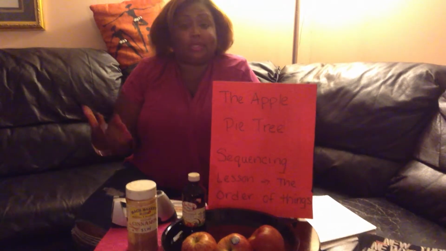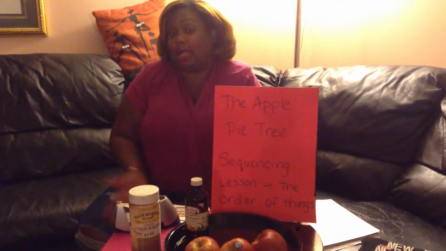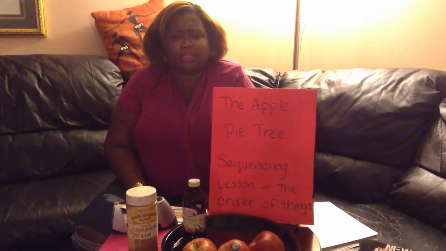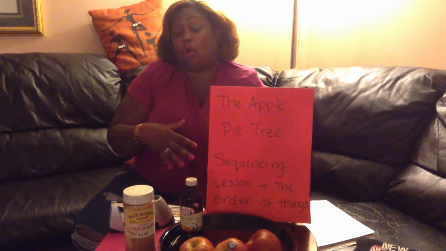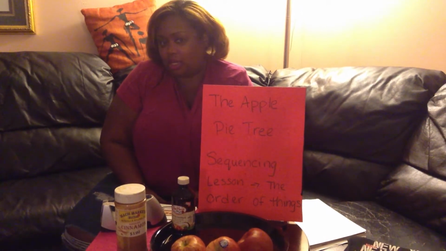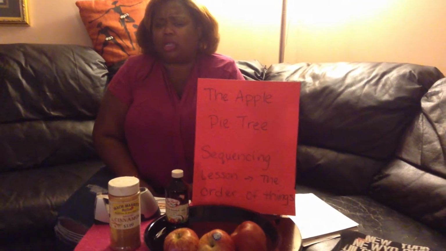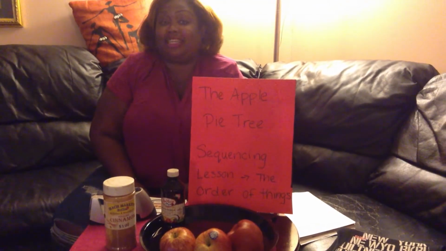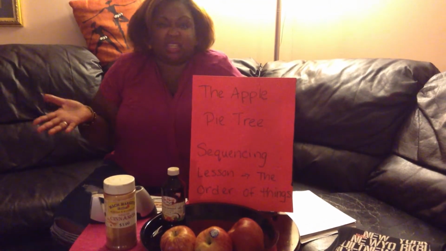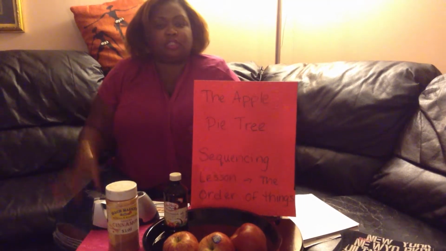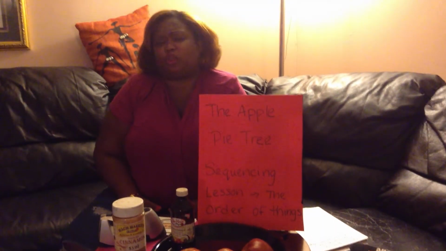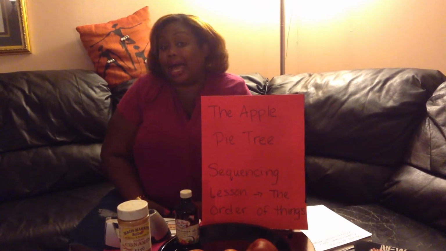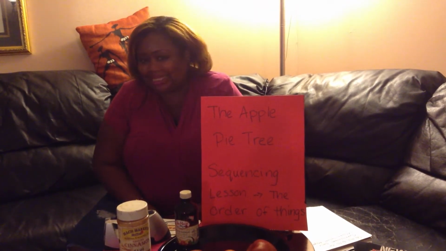And at this point in our lesson, my friends, we have already read The Apple Pie Tree. So we're going to do a little sequencing activity before we bake our apple pie, right? So do we remember what our definition of sequence is? It is the order of things, right? The order of things. Very simple. Just how we get up in the morning and there's a certain order we talked about, what we do first, what we do next, and what we do last.